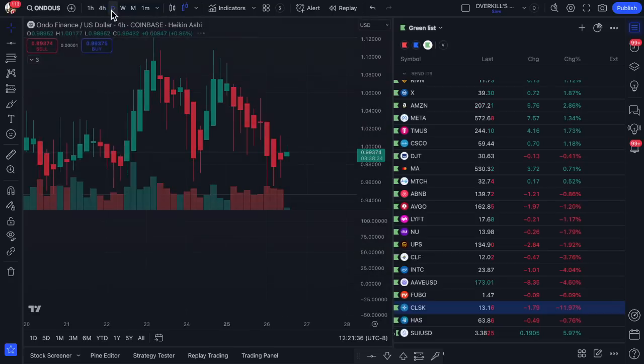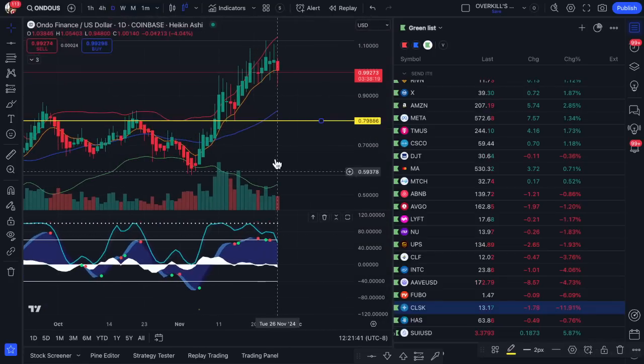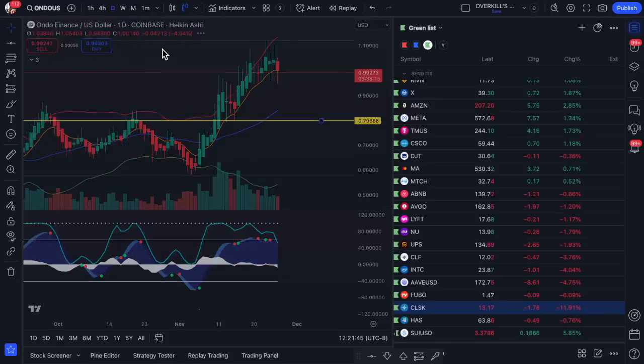ONDO's got a green monthly. Okay, we want that sell-off. Okay, it's red on the daily, though. So wait for that sell-off to happen there on ONDO in the daily. You want to wait for a daily green dot on that one.